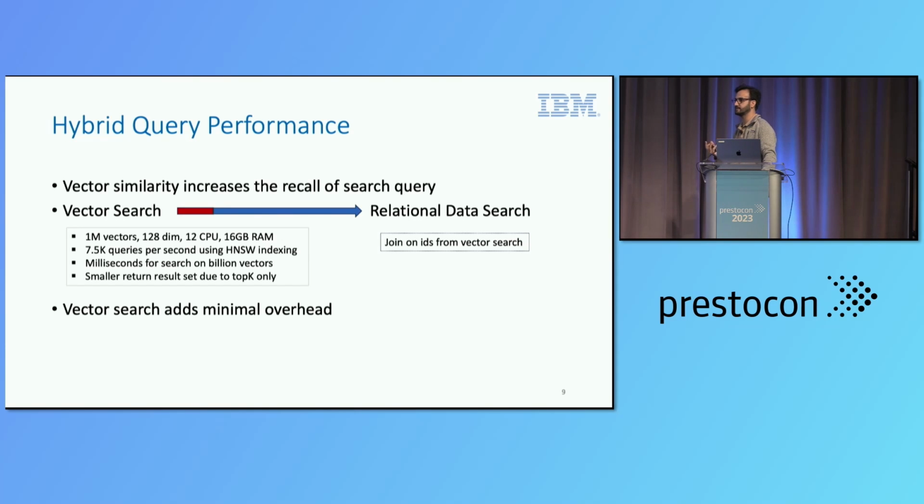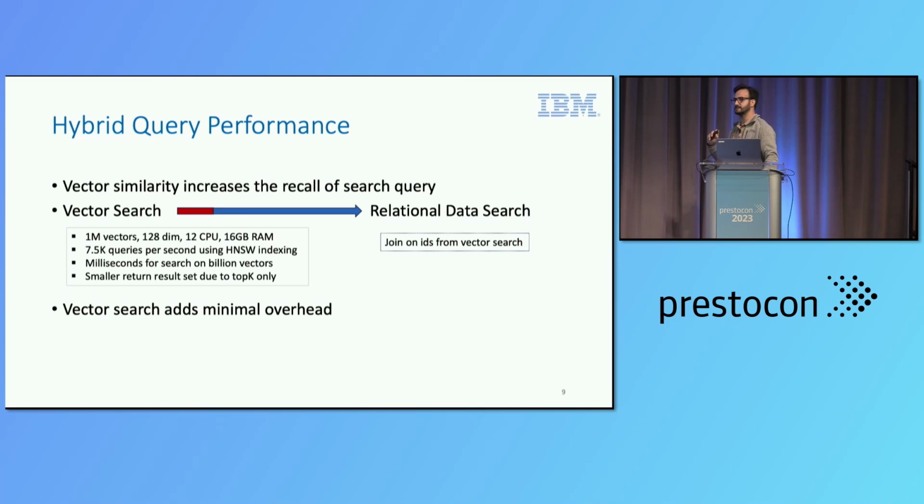Now talking about the hybrid query performance, we have two queries. One is the vector similarity search, and the other is a normal query. Vector similarity increases the overall recall of your search query because it's a semantic query. It's not an exact matching query. It performs a semantic search on the text data. And we have two components: one is a vector search, and the second is a relational data search.